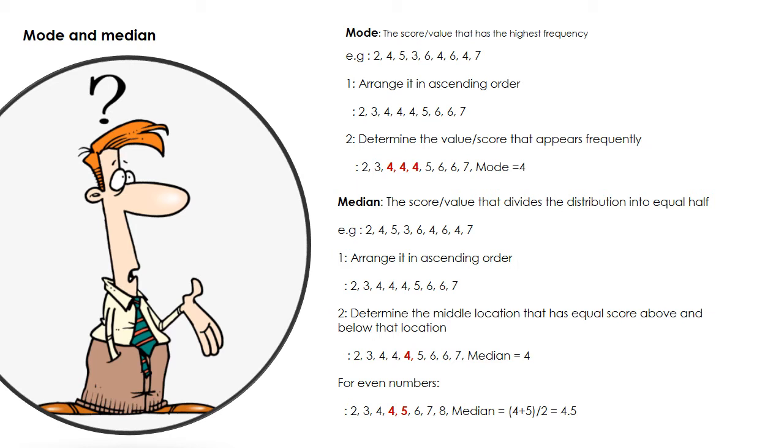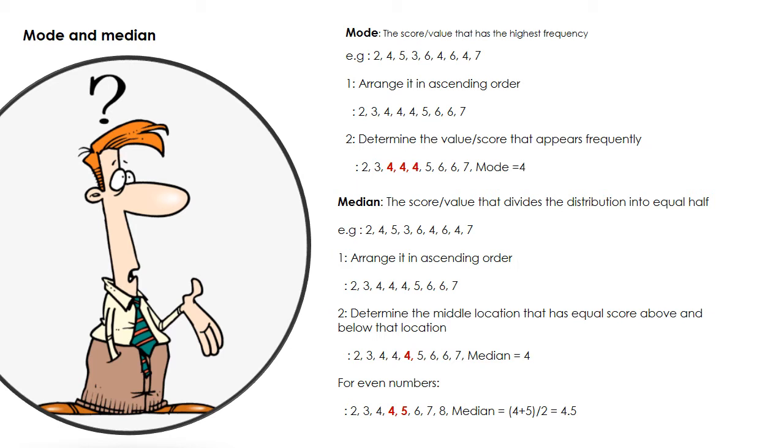Next, median. What is median? Median is the score or value that divides the distribution into equal halves. Again, let's use the same example as above. You have the values 2, 4, 5, 3, 6, 4, 6, 4, 7. From here, what you need to do first is arrange them in ascending order, from the smallest to the largest value.